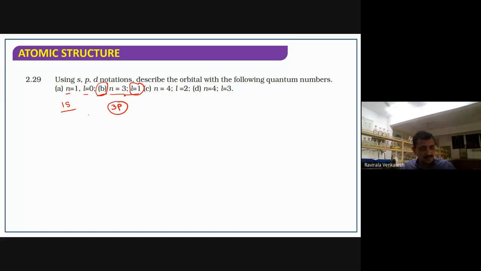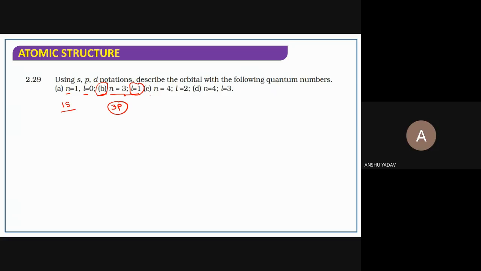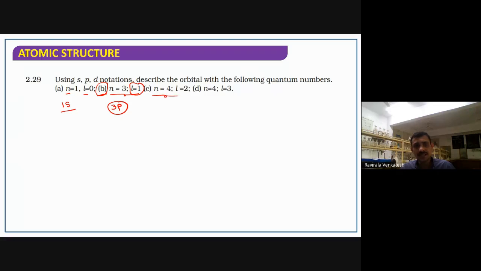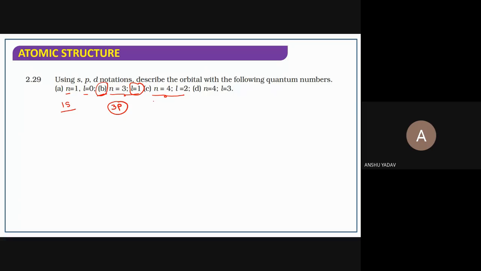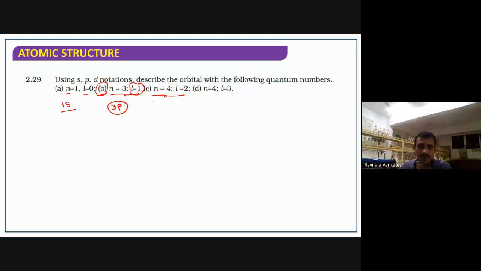Next, Anshu Yadav. Anshu Yadav is there? Yes, sir. Bolo beta, what is the orbital it is? Which orbital it is? N is equal to 4, L is equal to 2. Which orbital it is? Anshu? Yes. Hey, are you sleeping? Speak out.